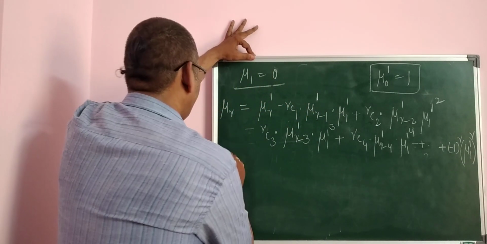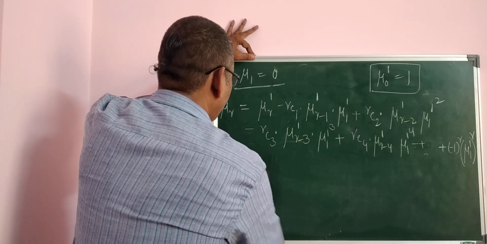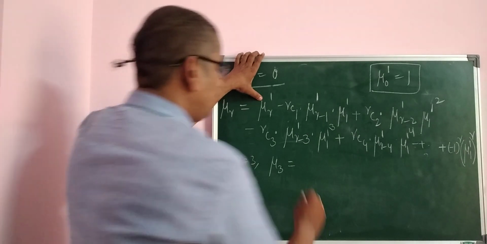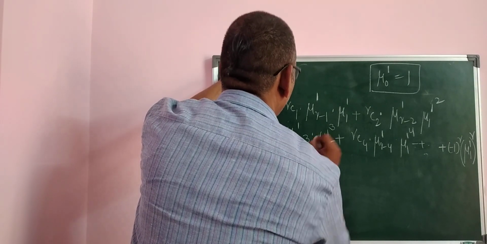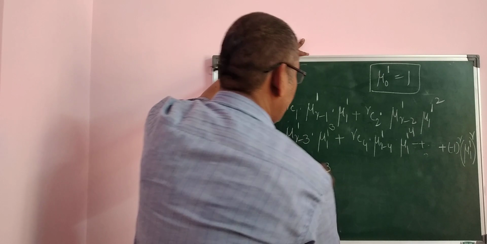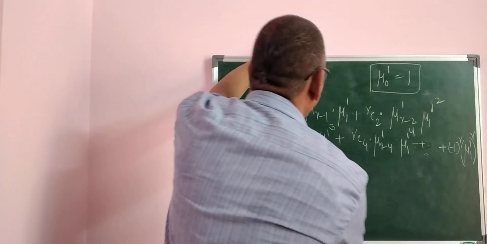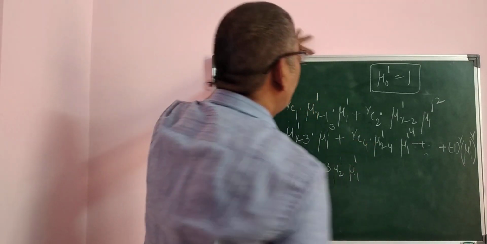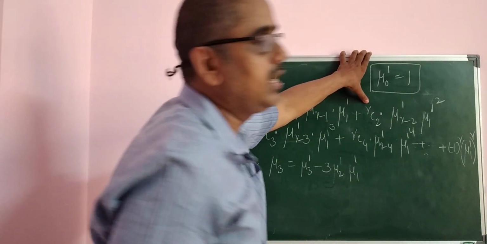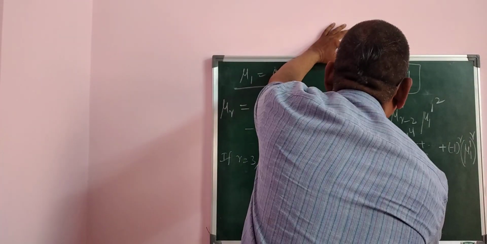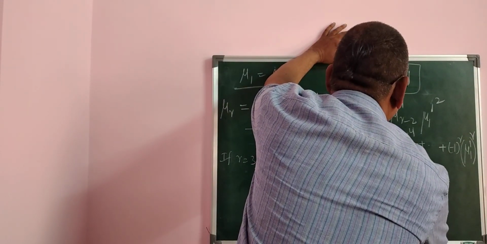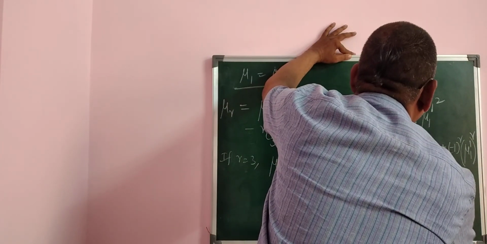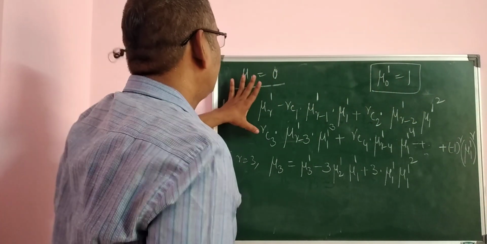So if I substitute r is equal to 3, then I will get mu 3. Mu 3 is equal to mu 3 dash minus 3c1, 3c1 is 3, into mu 3 minus 1, that is mu 2 dash mu 1 dash. Next, 3c2, again 3, multiplied by mu 3 minus 2, that is mu 1 dash, into mu 1 dash square. Okay, last term 3c3.